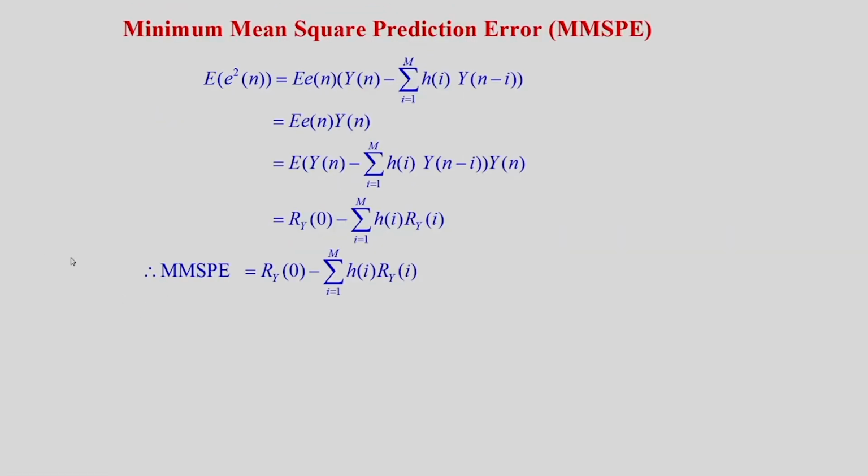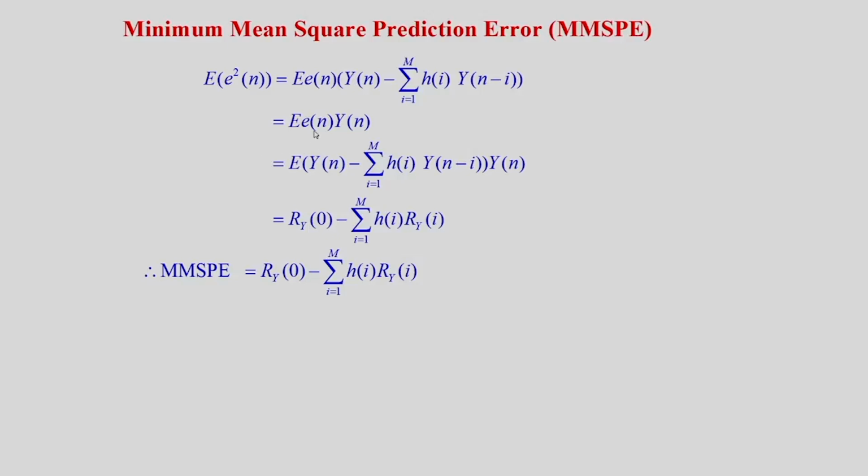We have to find out the minimum mean square prediction error, MMSPE, which will be given by E of e square n, that is equal to E of e n into, now e n we are writing in terms of the prediction error. So, E of e n into y n minus summation h i into y n minus i, i going from 1 to m. Now, the error is orthogonal to this estimator, therefore, we will simply have E of e n into y n.